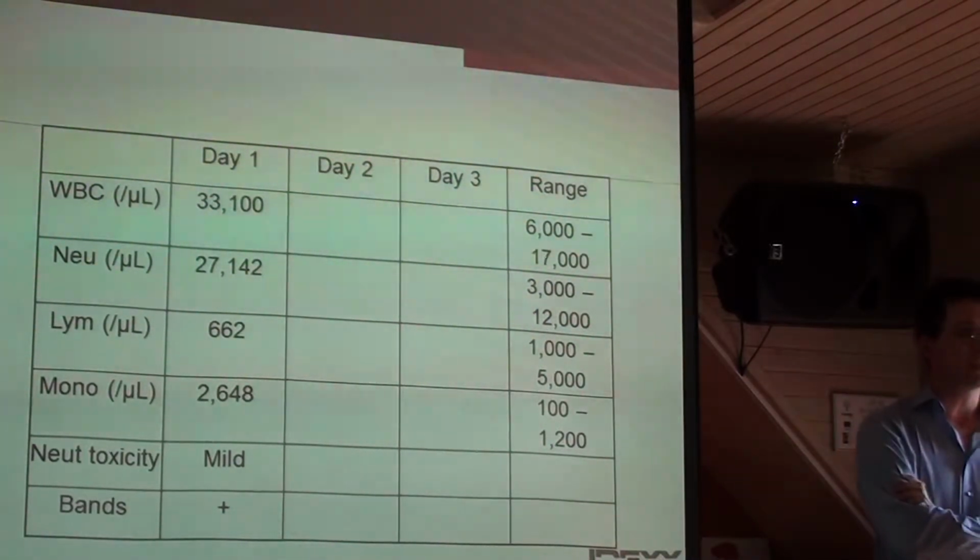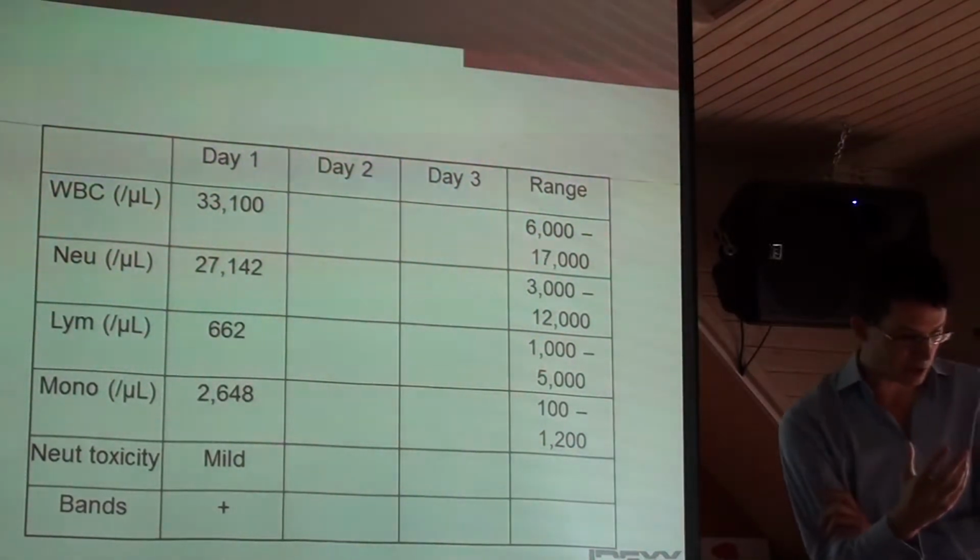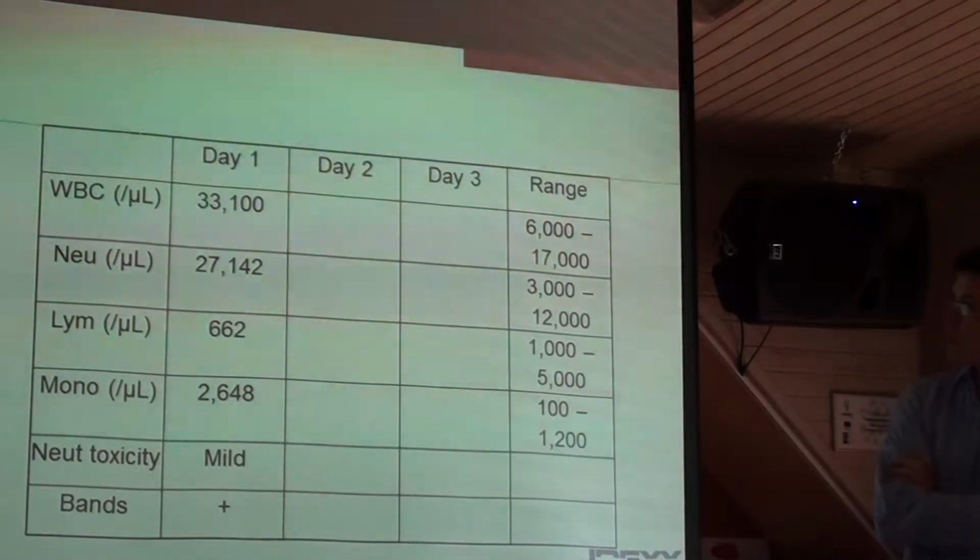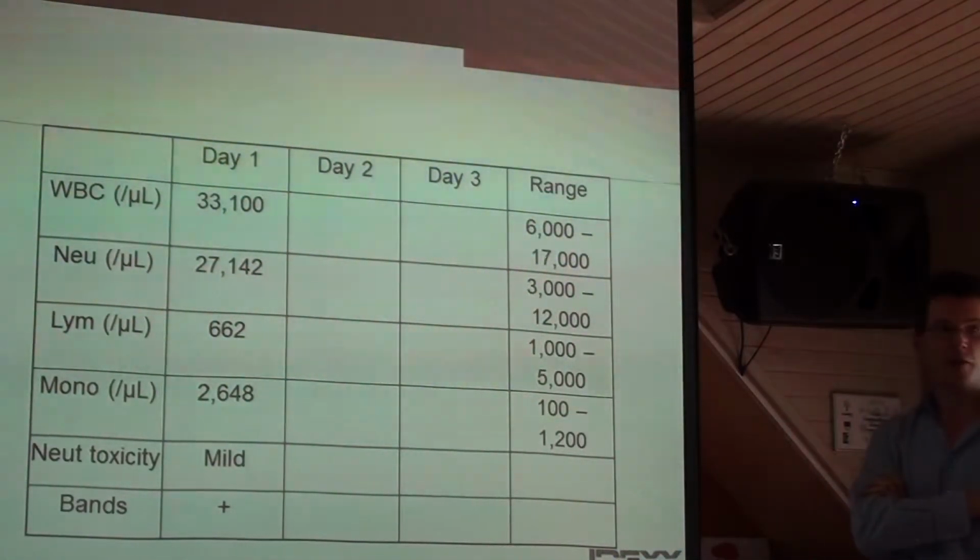So when the patient presented to us, we performed hematology and we could see that the white blood cell concentration was 33,000 per microliter.